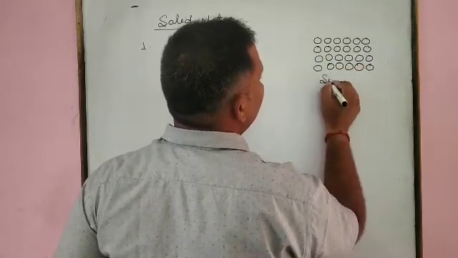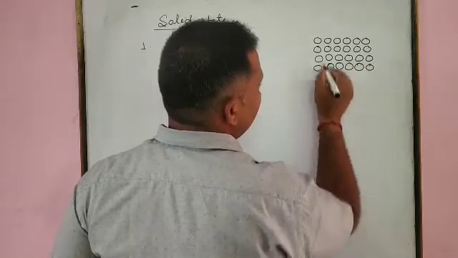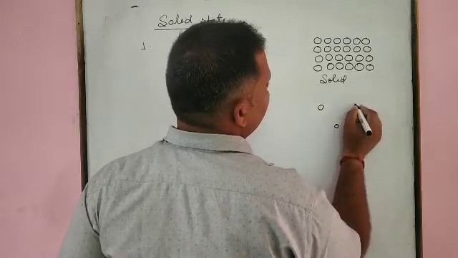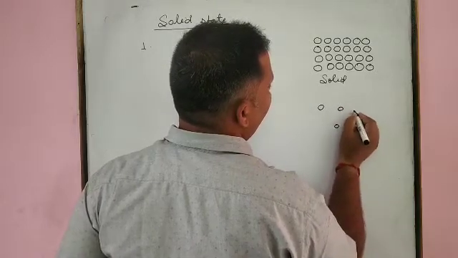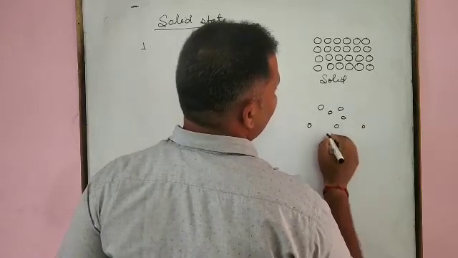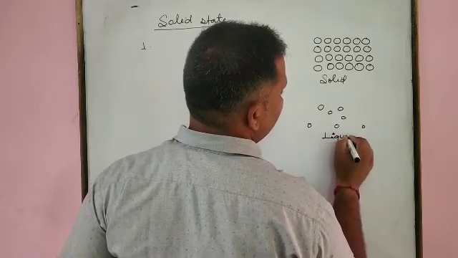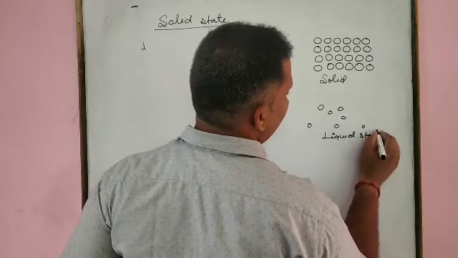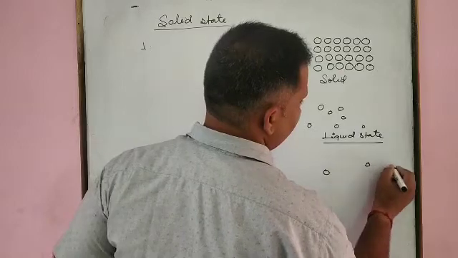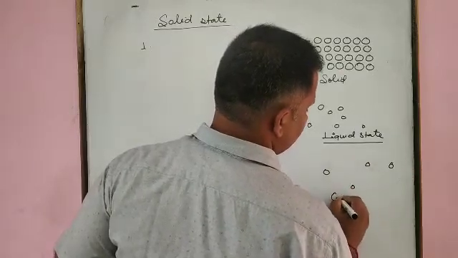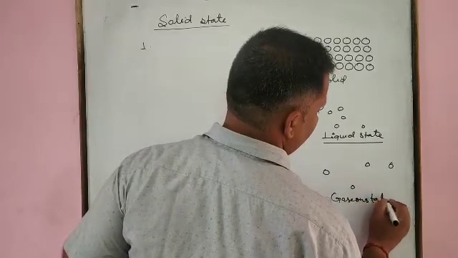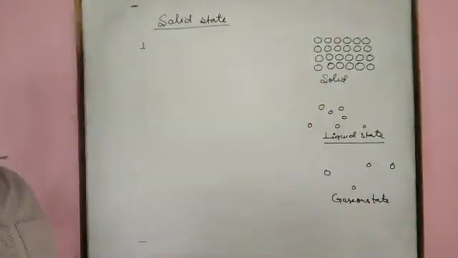This one is solid. These are the particles of solid. The next one, this one is liquid state, and the next one, this one is gas state. Let us discuss them one by one.